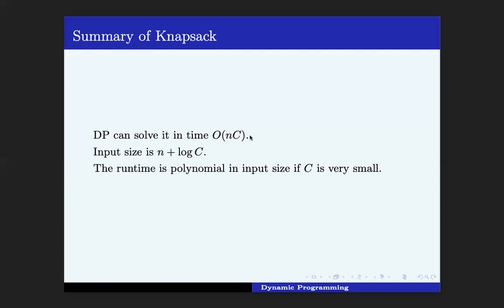But if C is massive, then this log C will start dominating n. So think of C to be 2 to the power 2 to the power n, and log C is 2 to the power n. So the input size, this n is like nothing compared to the 2 to the power n that will be sitting here. The input size will become 2 to the power n. And dynamic programming will be n times 2 to the power 2 to the power n. So basically, the time complexity will be 2 to the power the input size.